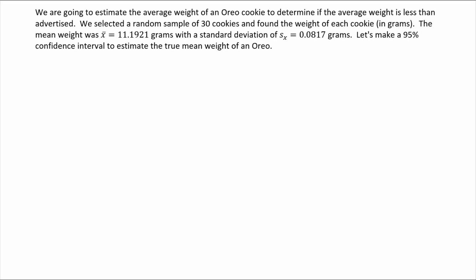Alright, so we're going to talk about constructing our confidence intervals, dealing with means, and go through the four-step process. So in doing this, let's talk about this problem right here. We got to talk about some Oreos today.